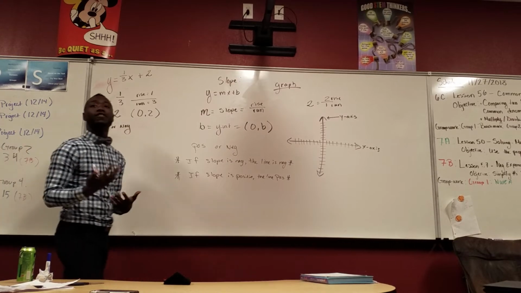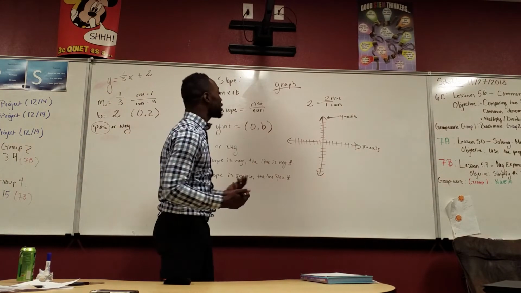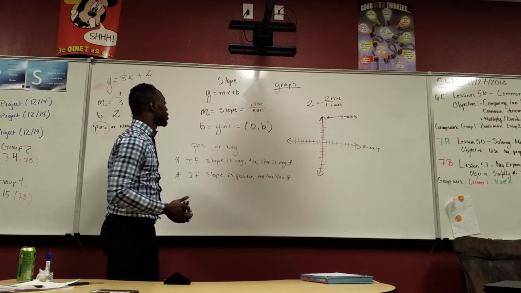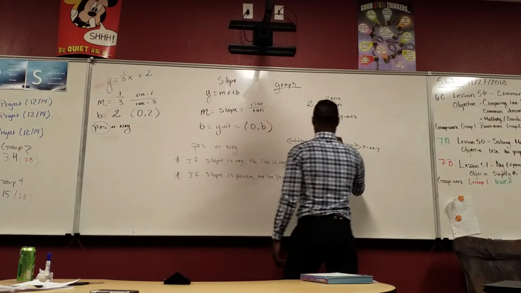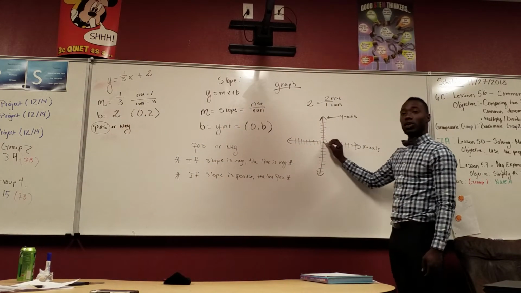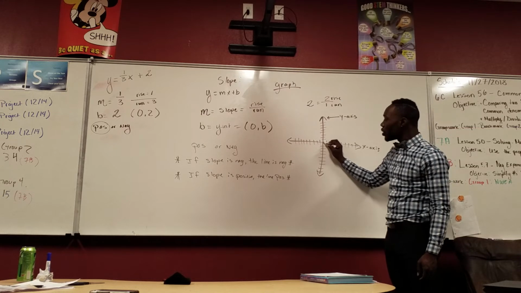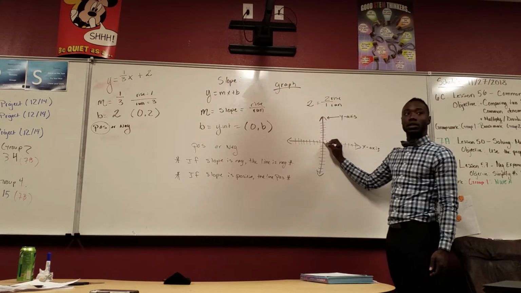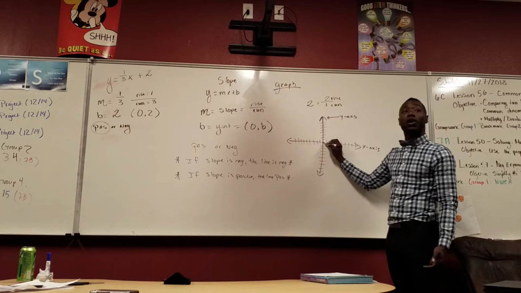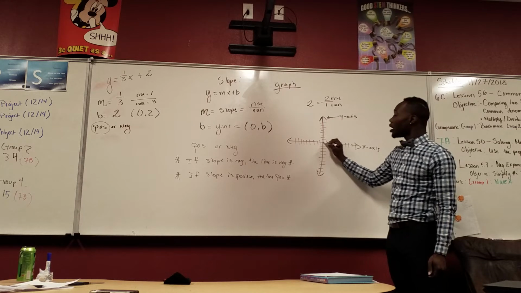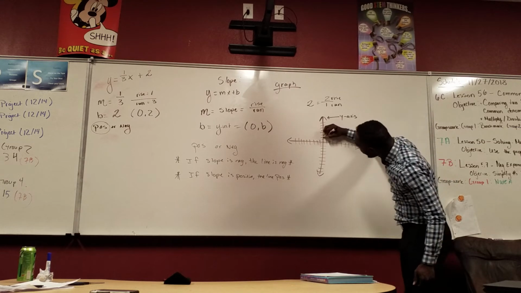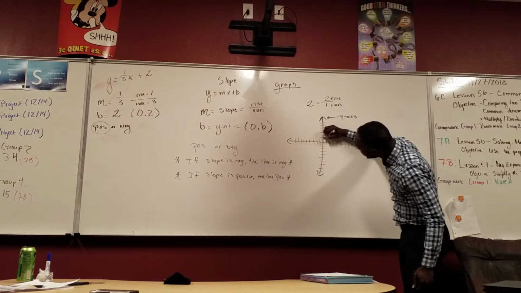So I have to go to our first point. Our first point is at 0, 2. All right, so I'm going to go to 0, 0. This is 0, 0. And I'm going to go up or down. How many? 2. Am I going up or down? Up. Up 2: 1, 2. This is our first point on the graph.